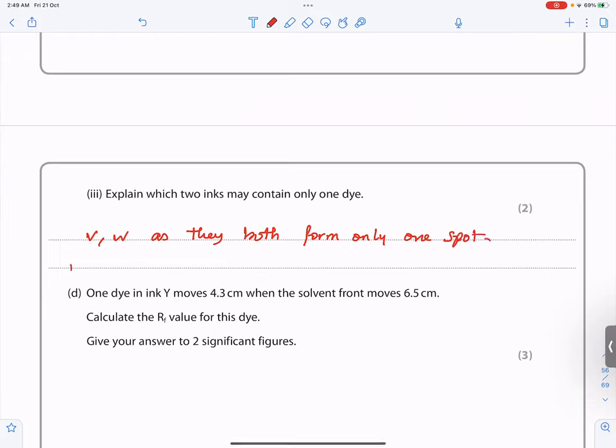وممكن كنت تجاوب W only هي اللي عندها one spot. لأنك you can't tell about V as it doesn't move on the paper, يعني as it's insoluble.